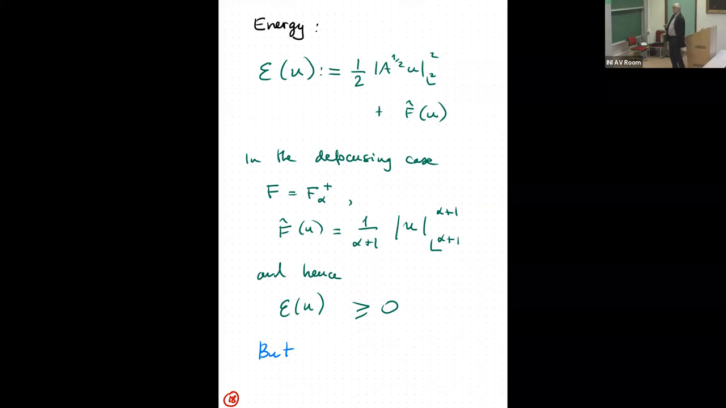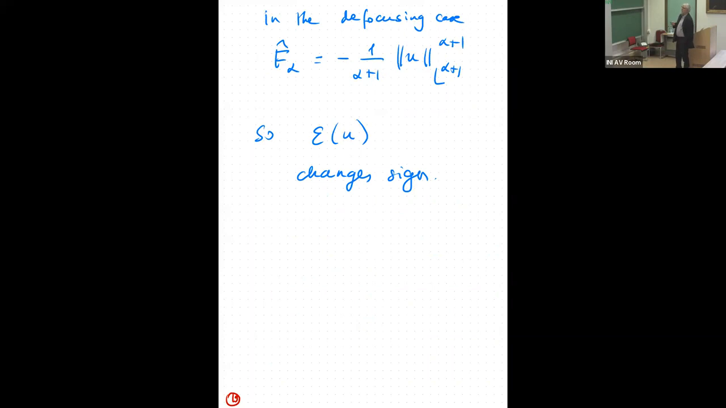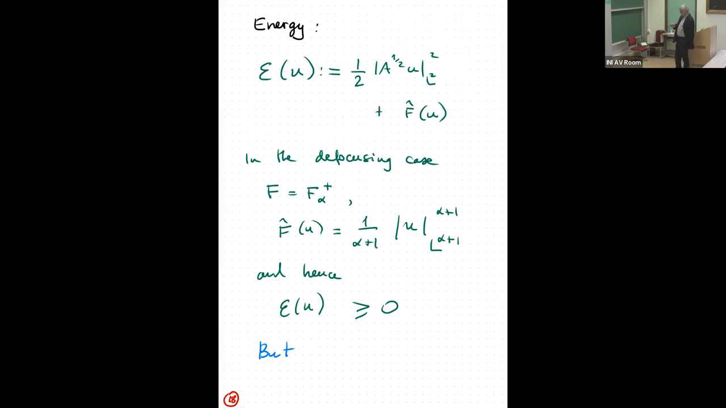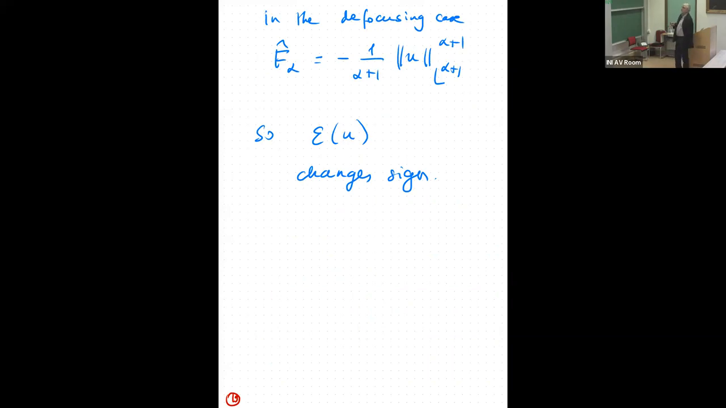If we consider the function as in the defocusing case, which is this polynomial, the f hat is just a constant multiplied by the integral of u to the power alpha plus 1, so the L^(alpha+1) norm of u to the power alpha plus 1. So in the defocusing case, this energy is non-negative. Sorry, there's a mistake. That is the defocusing case, but this is the focusing case. It is my mistake. This additional term is negative, so the energy changes sign, and that is a reason for difficulty.